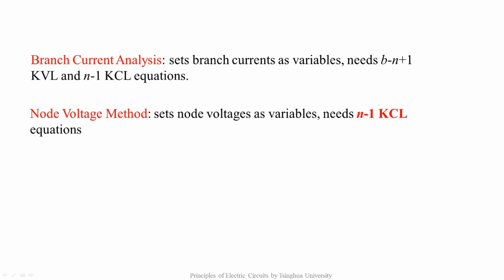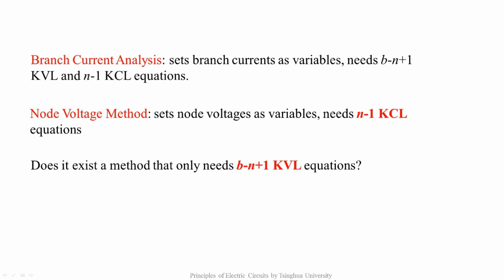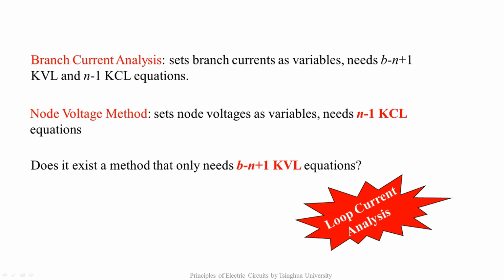While for the node voltage analysis, we only need n minus 1 KCL equations, because in the node voltage analysis, KVL equations are satisfied automatically. The number of the equations is correspondingly reduced. Then we will think naturally whether there is a method that only needs B minus n plus 1 KVL equations and we no longer need the KCL equations. In fact, this method is called the loop current analysis we will learn next.